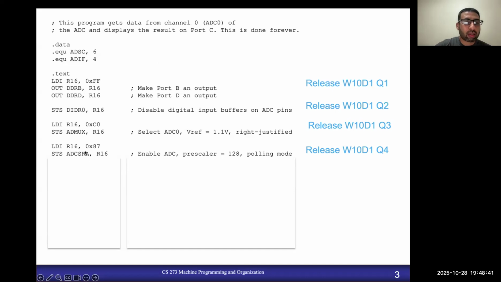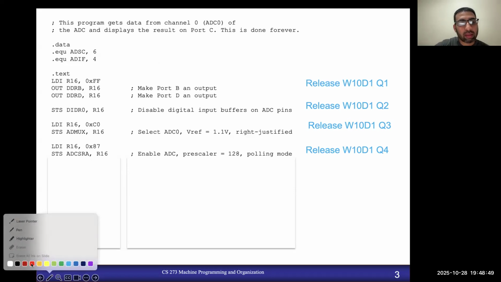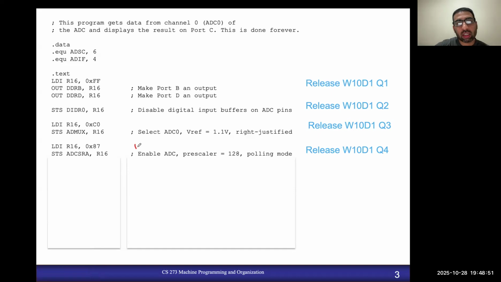Okay, so we are writing 0x87 in ADCSRA through R16, right? So why 0x87? When you convert it to binary, it is 1, 0, 0, 0, 0, and then triple one, right? These three ones, the least significant bits, are used to specify the prescaler. So when all three bits are 1, it means you want to use a prescaler of 128. The most significant bit is to enable the ADC, and everything else is 0.